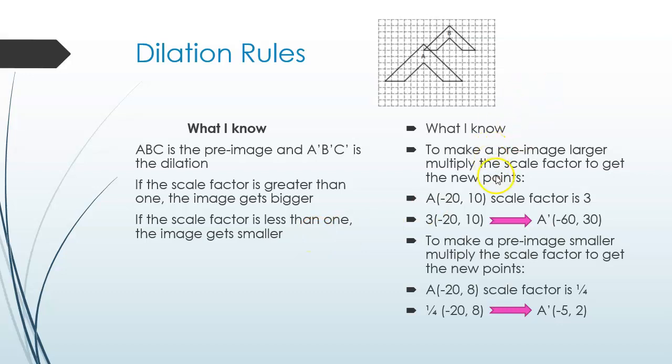If I give you points, if A is (-20, 10) with a scale factor of 3, you're simply multiplying your points times 3. So (-20, 10) becomes (-60, 30). If it's getting smaller, (-2, 8), and the scale factor is 1/4, you're multiplying by 1/4 or dividing by 4. (-2, 8) becomes (-0.5, 2).